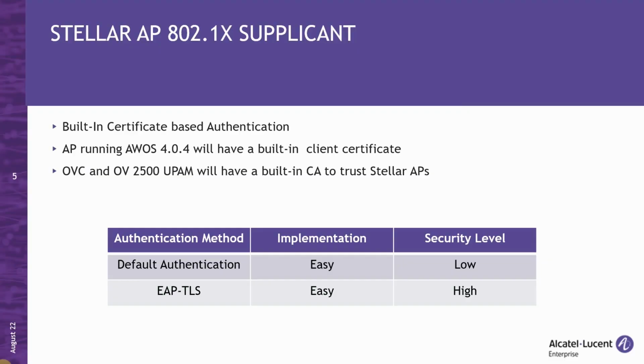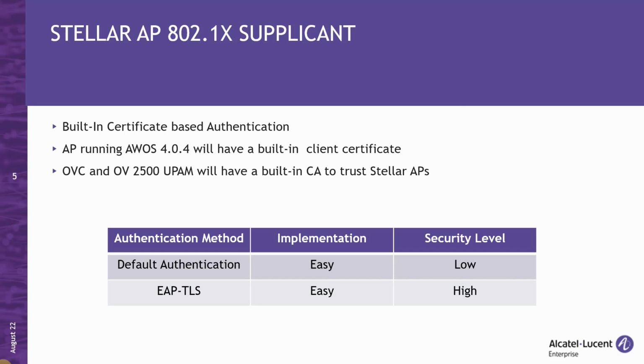This solution offers a certificate-based authentication. The last update of Stellar Access Point has a built-in client certificate embedded by default. On top of that, you have the possibility to apply this enhancement on-premise with OmniVista 2500 or with OmniVista Cirrus, which is hosted in the cloud.